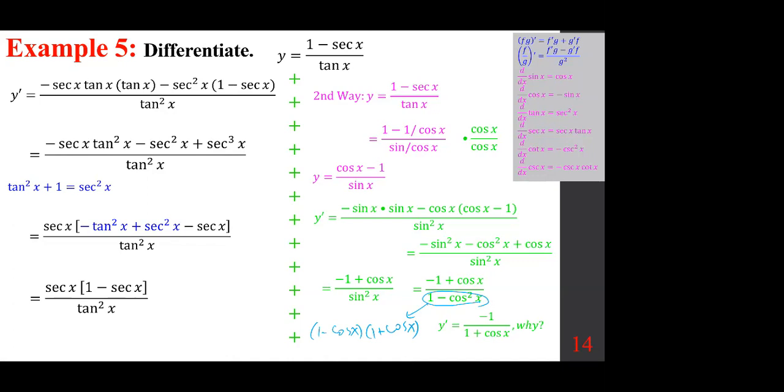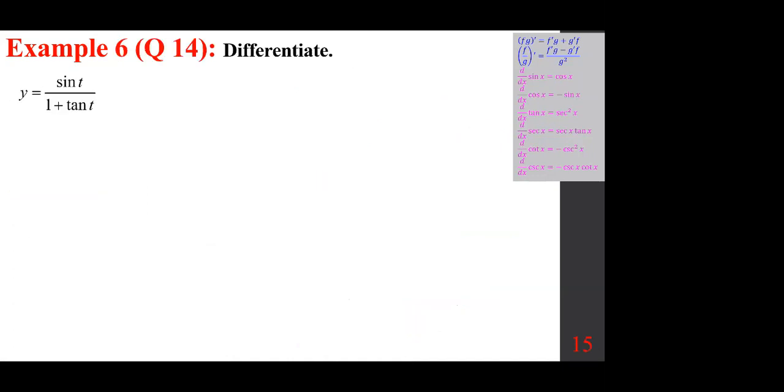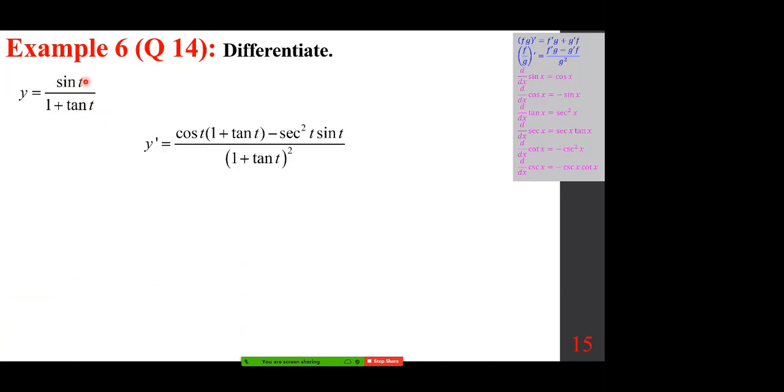So let's do more examples. We need to use the quotient rule again. The top gives you cosine times the bottom minus the bottom gives you secant squared times sine. And so how do we simplify? Let's distribute. The bottom you don't have to worry about. This gives you cosine t plus cosine t times tangent.